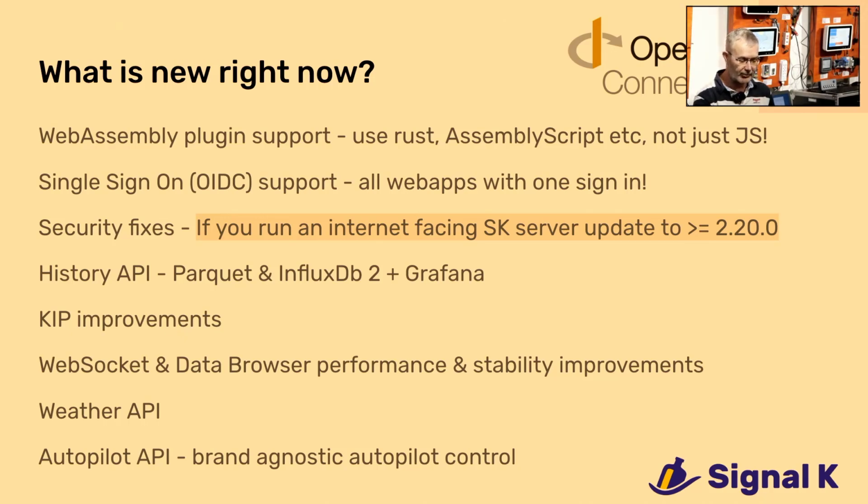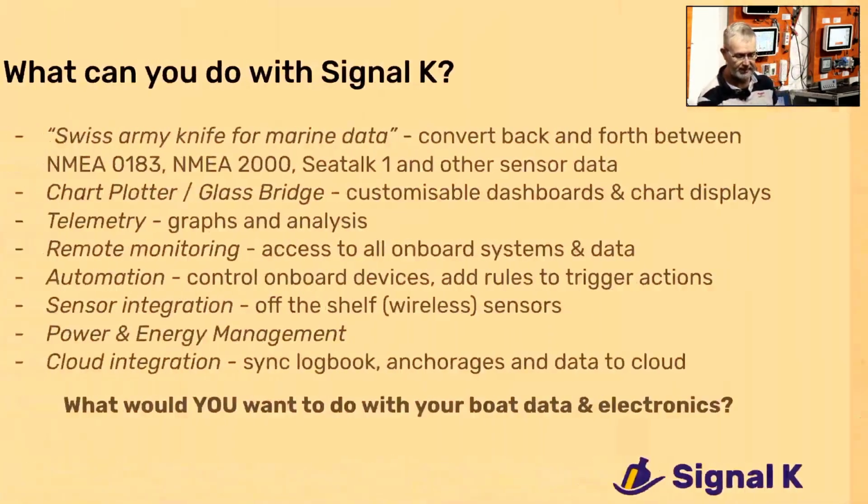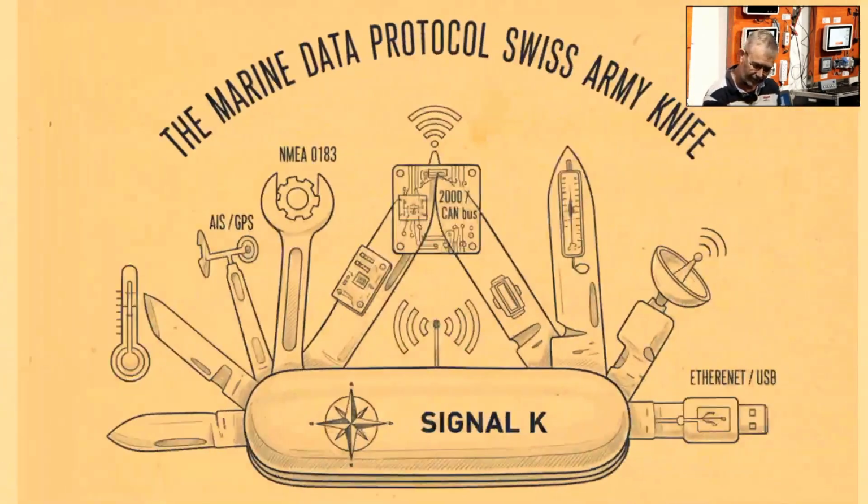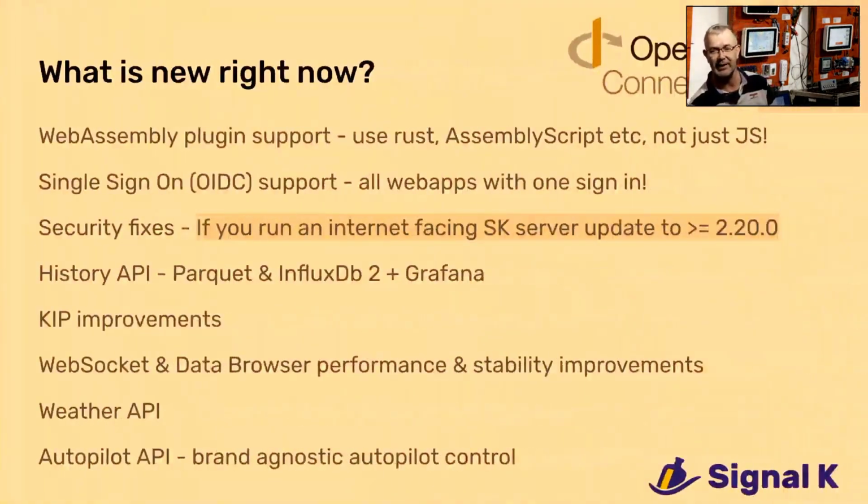We have the History API that standardizes the way Signal K data is made available from a history database. We nowadays have support for something called Parquet, which is the modern way to store your data. KIP is the most used Signal K dashboard application, and it's improving all the time.